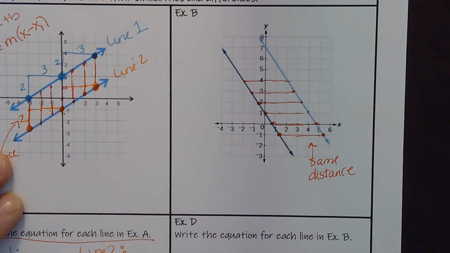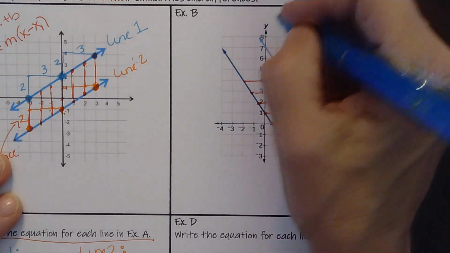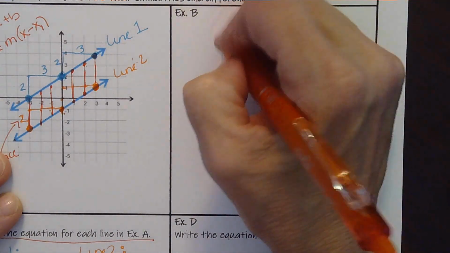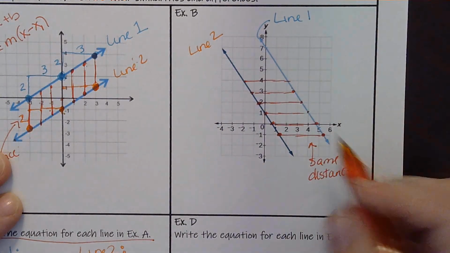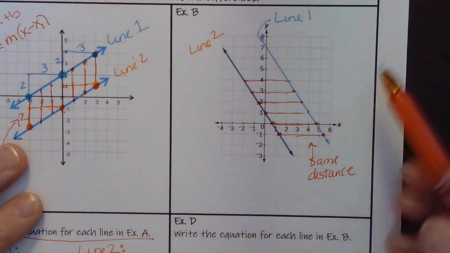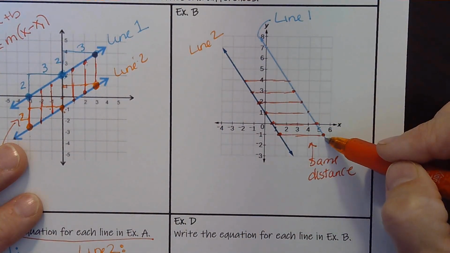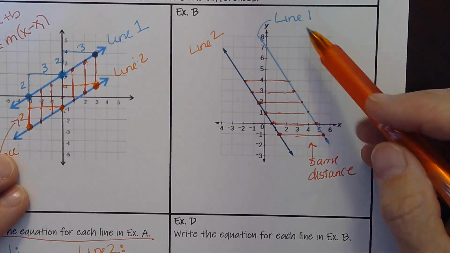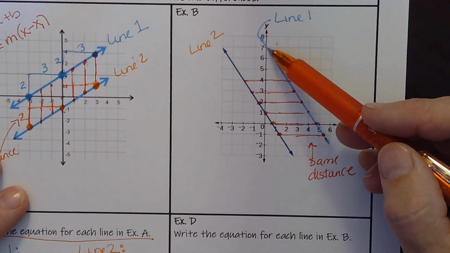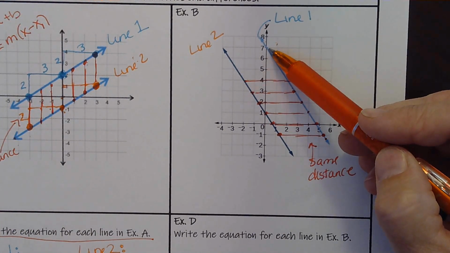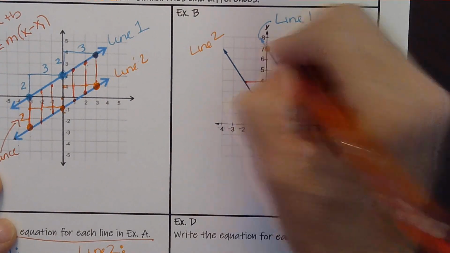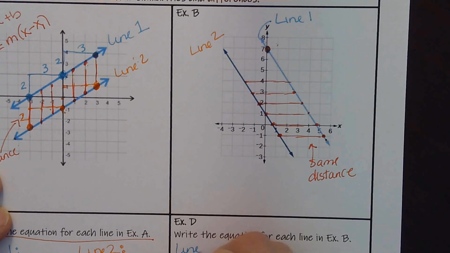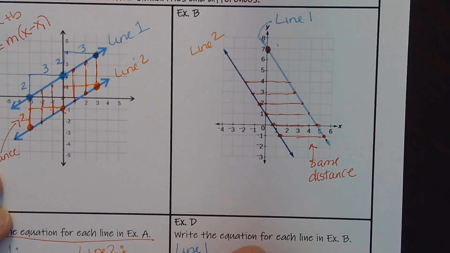Okay, so I'll let this line be line 1, and we'll let this darker line be line 2. So let's start with line 1. Let's see what we can determine from line 1. Can we determine the y-intercept? Yes. So I have the y-intercept. So for line 1, the b value is 7.